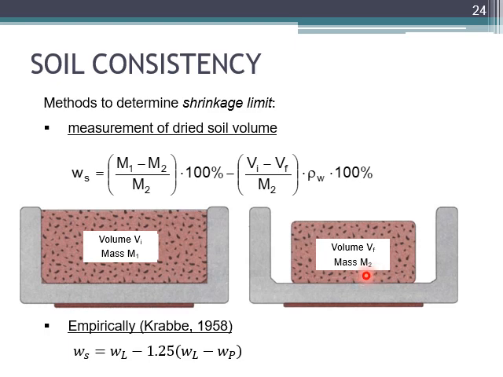To calculate the shrinkage limit, we can use this formula. So first, we will check how much the mass has decreased, and we compare it to the mass of the dried sample, and then we subtract this part where we have the difference in the volumes of the specimen before drying and after drying compared to the mass of the dried sample and multiplied by the density of water.